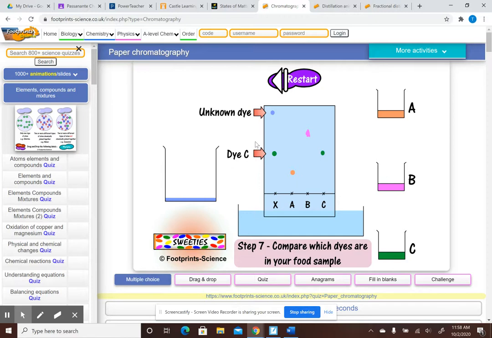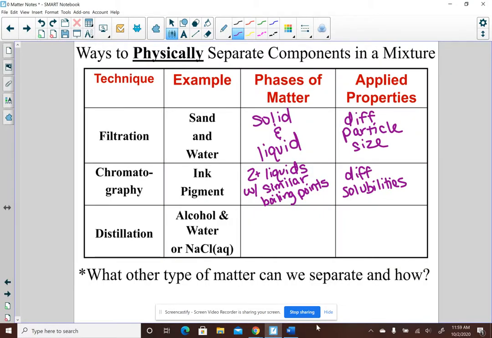So see how some pigments curl up the paper faster than others? That has to do with how soluble it is. The one that went really high up is more soluble in water than the one that didn't go as far. So they have different solubilities in water. And another way you can word that is they have different molecular polarities.